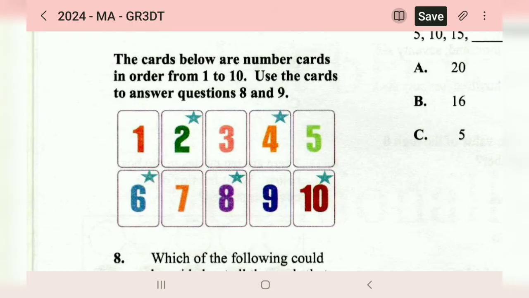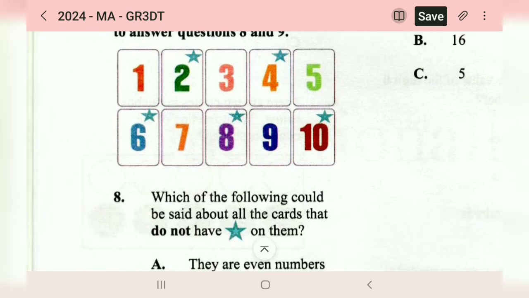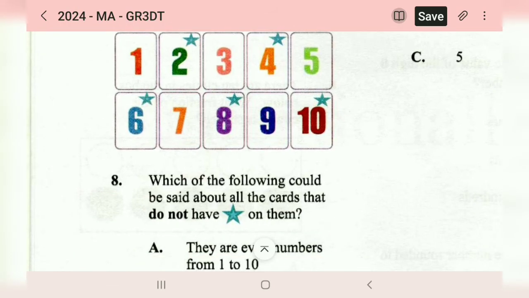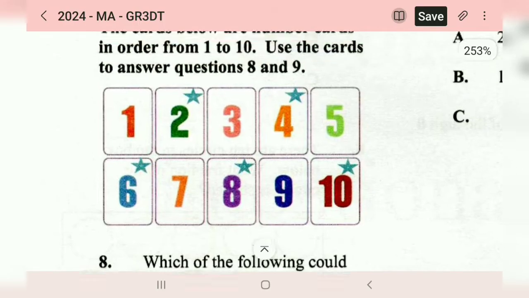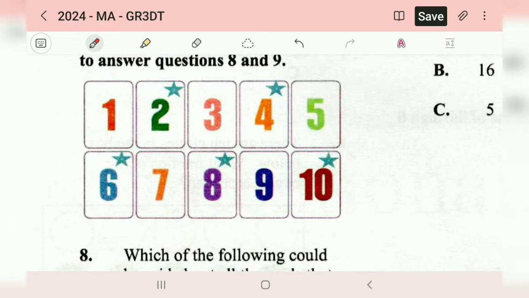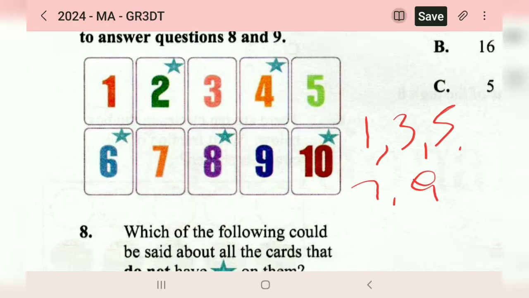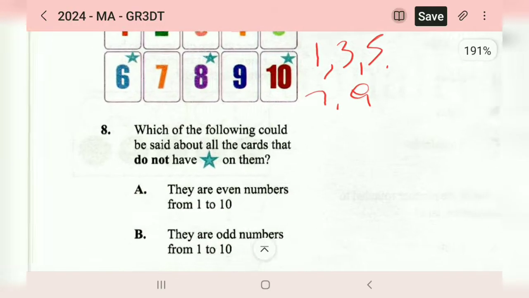The cards below are number cards in order from 1 to 10. Use the cards to answer questions 8 and 9. Which of the following could be said about all the cards that do not have the stars on them? So let's look at the ones without the stars. We have 1, 3, 5, 7, 9. What could be said about these numbers? They don't have the star on them.